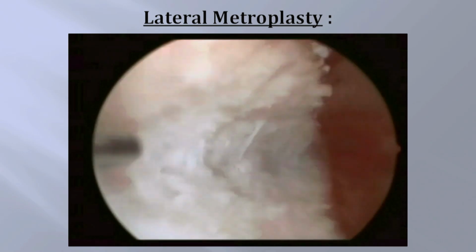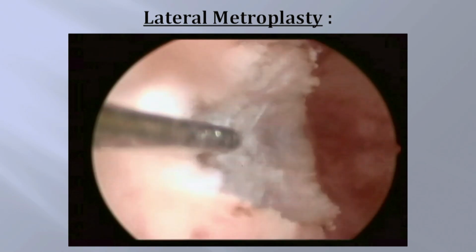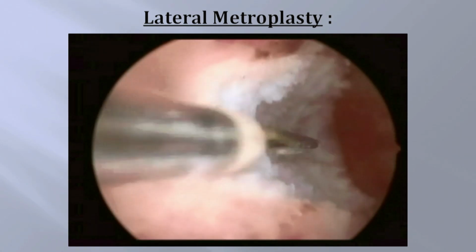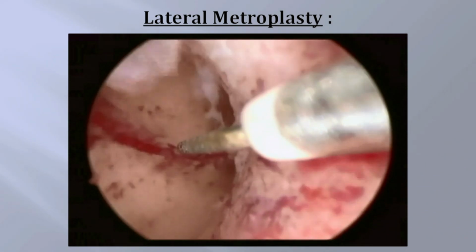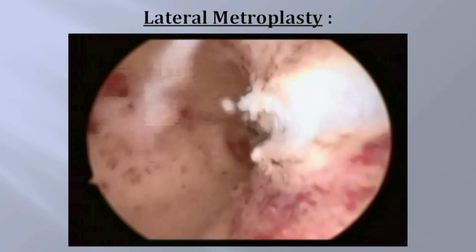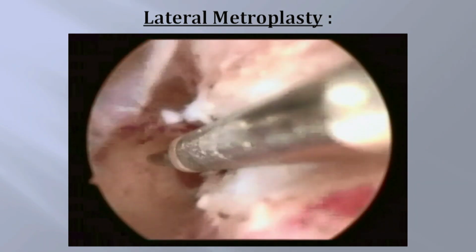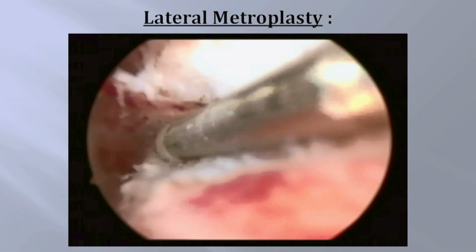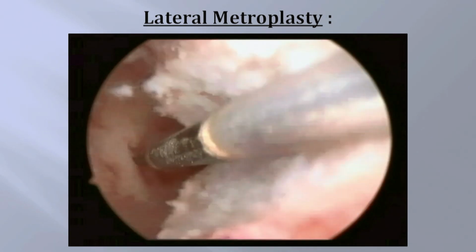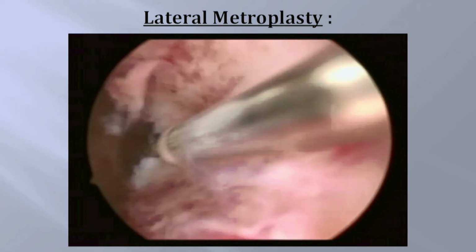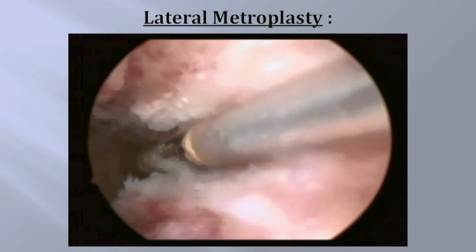There are two ways of doing it: with current, and mechanical, that is with scissors. Here you can see it is done by bipolar hook. So typically in this, whenever you are using current or a surgical hook, you need to start from the level of the ostia and come down till the level of the isthmus.